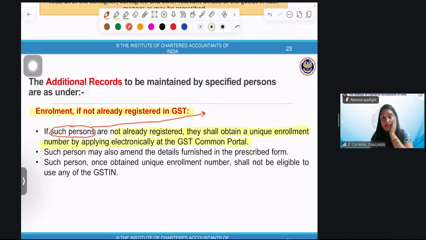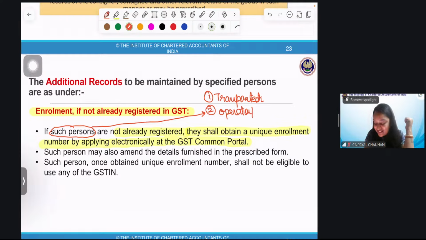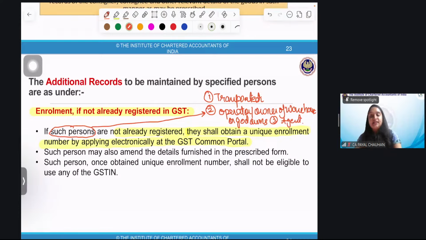Very good. First of all, it will be a transporter. We did in case of e-way bill also. Okay, next, very good, transporter. The other one will be an operator, owner of warehouse or godowns. Very good. And in some cases, agent. And in some cases, agent also.